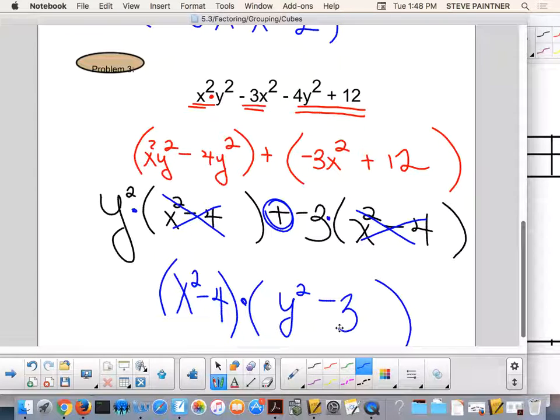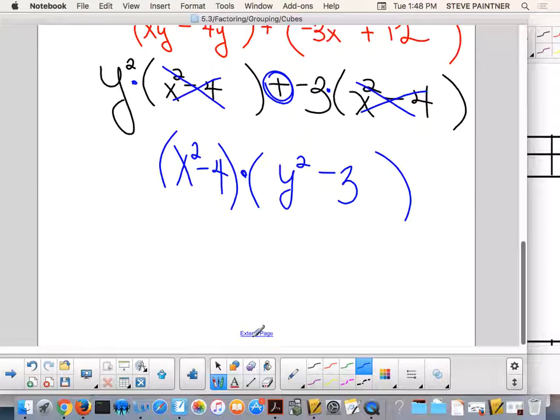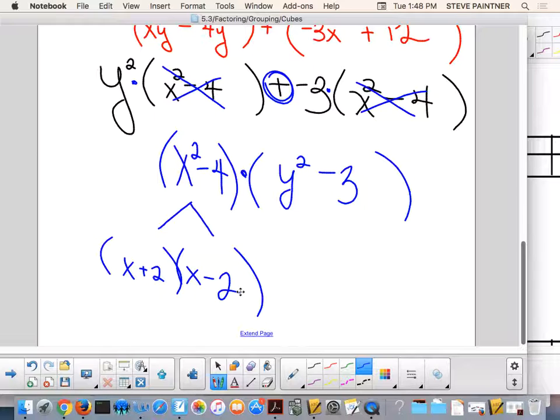My question was, are we done? No, we're not done because of your two binomials, one of them is your best friend. This one. Your best friend is going to factor into x minus 2, x plus 2. You can rearrange that. And then times y squared minus 3. Is this the difference of two perfect squares? No. Absolutely not. 3 is not a perfect square. You're done.